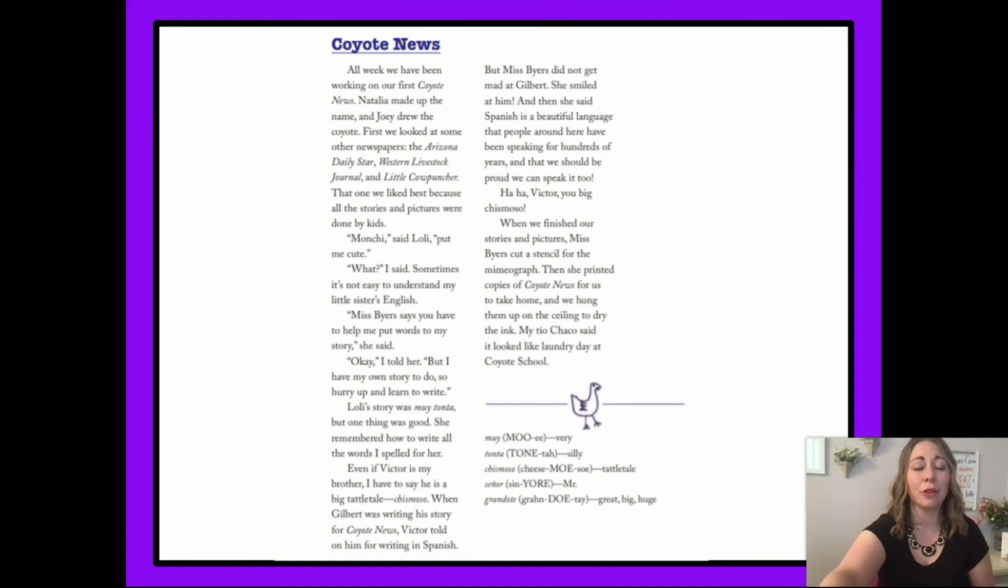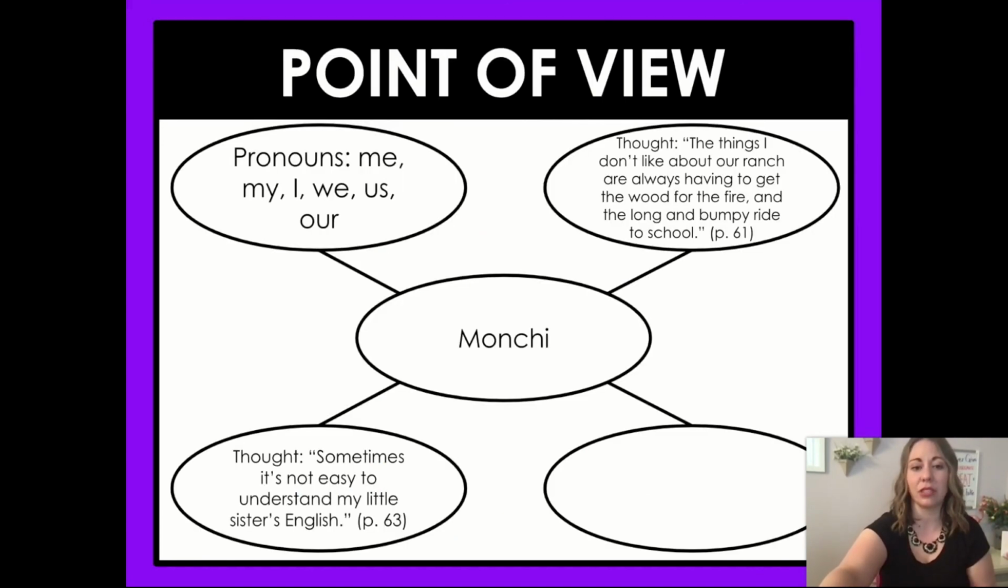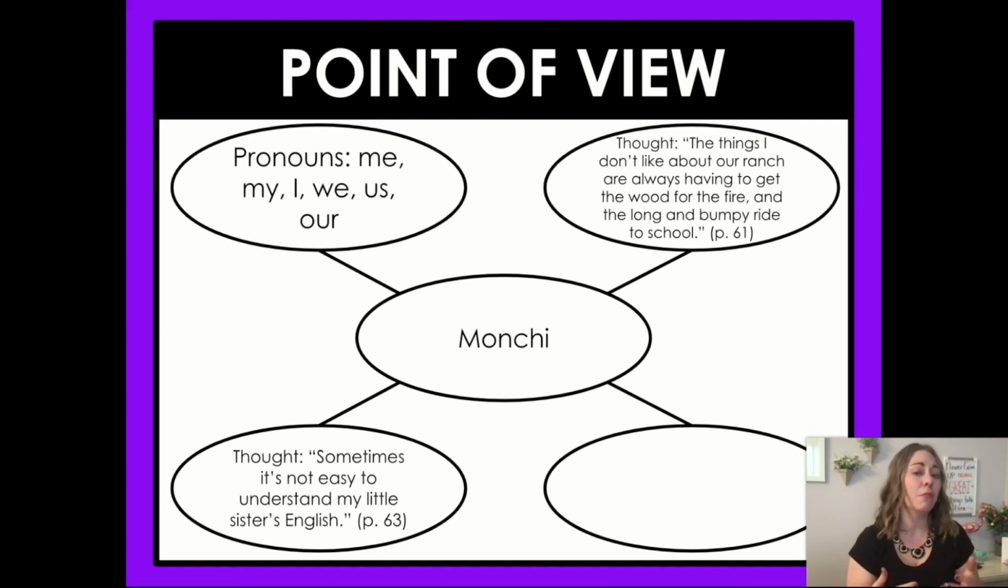And then we can go on and look for other thoughts of Monchi, and what he is thinking about, to help us get to know him better. So we can see, he said, "Sometimes it's not easy to understand my little sister's English." So again, there's that pronoun, I. And then, "understand my little sister's English." So he says, sometimes it's not easy to understand. So again, we're learning a little bit more about Monchi and about his family. So his little sister's English isn't super great yet.